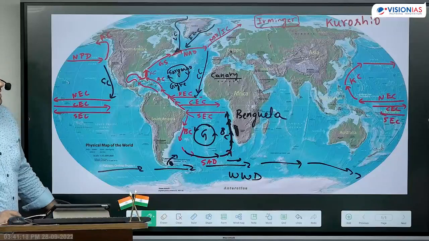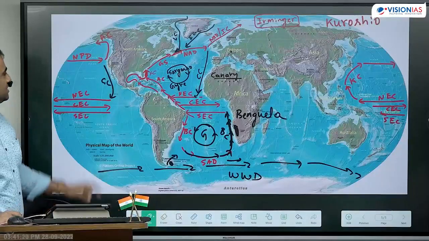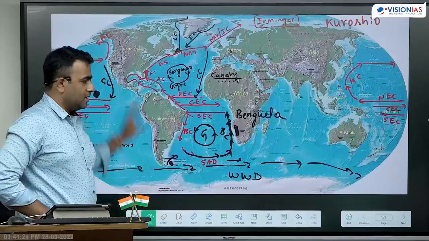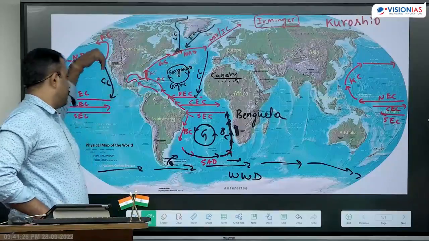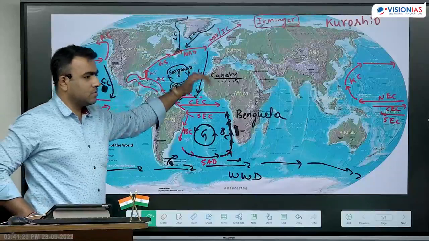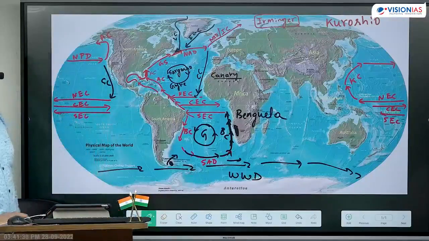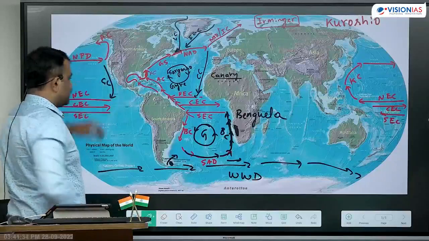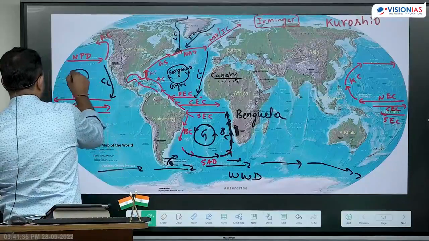Remember, Alaska current is warm. Alaska current is warm. It has the same impact as that of North Atlantic drift. ये भी warm ही है, वो भी warm ही है. यहां पर है cold Californian current. Here it is cold Canary current. Cold Canary current will join back the North Equatorial current and completes another gyre here.